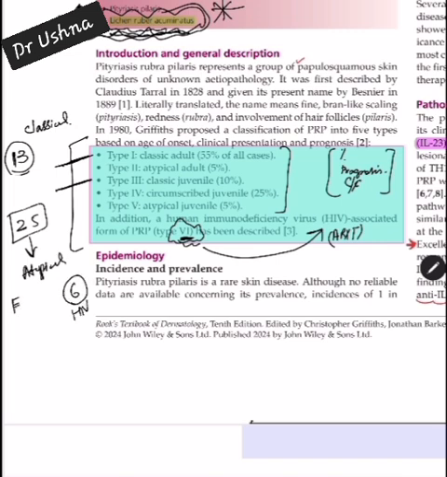We are left with type 4, F4, F for familial. So type 4 is basically the familial type. So these are the 6 basic types of PRP. Among these 6, types 3, 4, and 5 are your juvenile types. So this is easy to remember, that 1 and 3 are classical. All the classical features of PRP presenting in patients are going to be in the classical form, 1 and 3. The only difference is that type 1 is the adult form, and type 3 is your juvenile form.